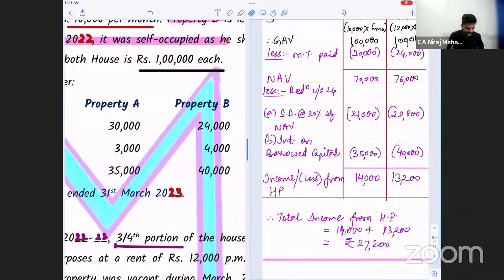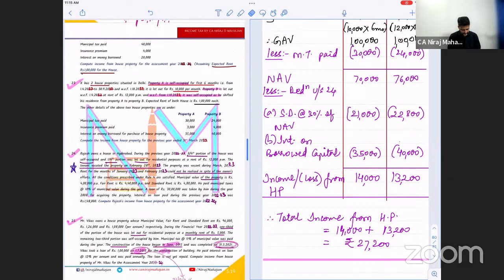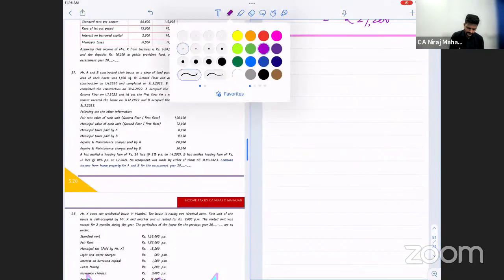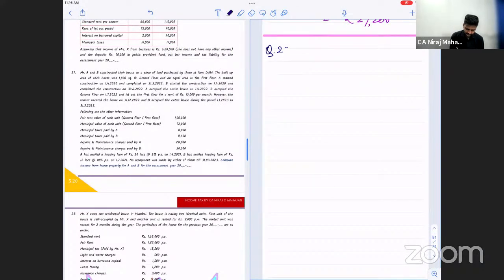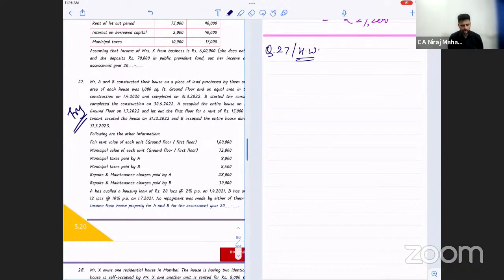Is it done? Any homework for you? Should I give you? I don't like giving homework actually. But question 27, I want you to try. Homework means I want you to try in the rough, whatever it is. It is a very lengthy question, but I am hoping you will revise at least on the basis of that.